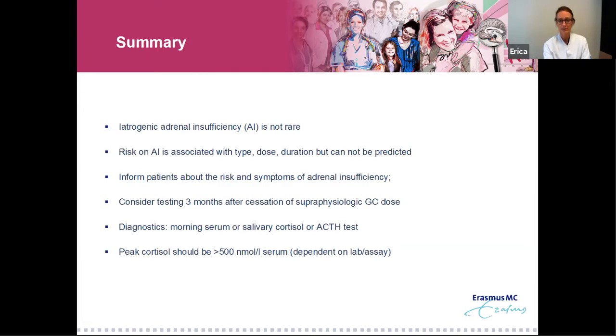synthetic glucocorticoids. You have to inform them about this risk, inform them about possible symptoms and look for them and ask for them, and consider testing 3 months after cessation of the glucocorticoids. You can do that by screening, a morning cortisol, or in addition, the ACTH test. And the peak should be above 500, depending on the assay.